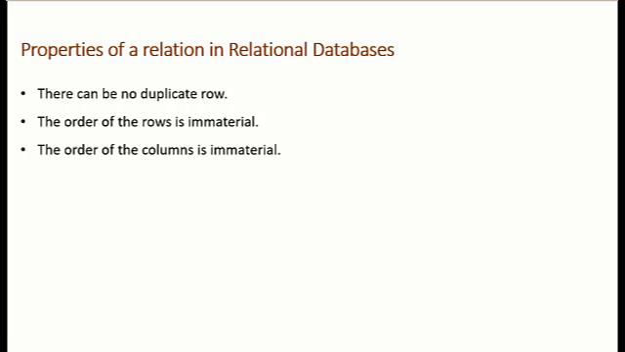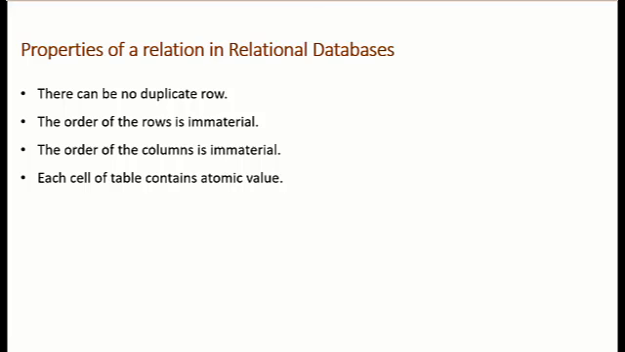So, a column can be located with the help of its name. It can be anywhere in the relation, and its position is not significant. Its position doesn't matter. The fourth property is that each cell of a table contains an atomic value.